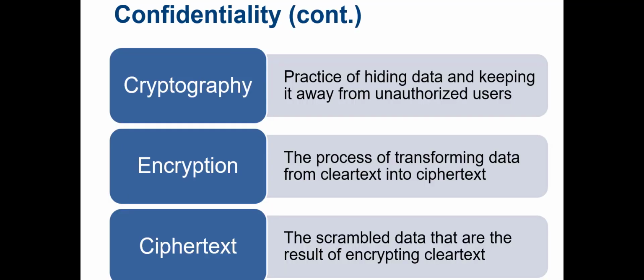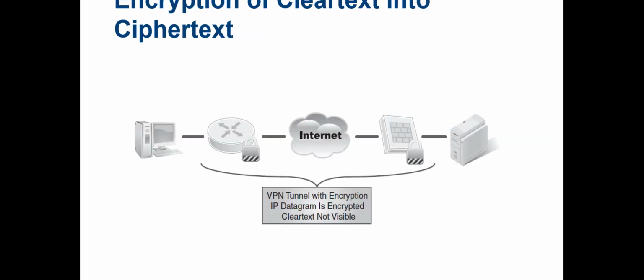Sending data to other computers using a network means you have to take special steps to keep confidential data from unauthorized users. Cryptography is the practice of hiding data and keeping it away from unauthorized users. Encryption is the process of transforming data from clear text into ciphertext. Clear text data are data that everyone can read. Ciphertext is the scrambled data that are the result of encrypting clear text. Data privacy is so important that local and state governments are starting to pass laws to protect it by extending the federal laws. This slide depicts how clear text is changed to ciphertext using a VPN tunnel with encryption abilities enabled.